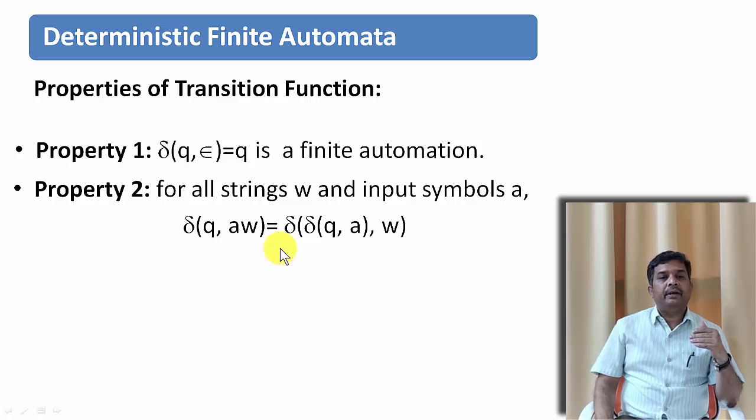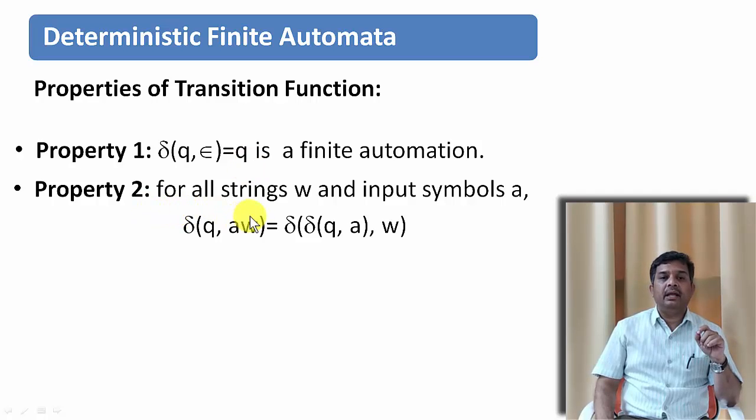The basic property of the transition function is also very important. You can see the first property is, on any state, if I give the input symbol as epsilon, then the transition will go to the same state only.